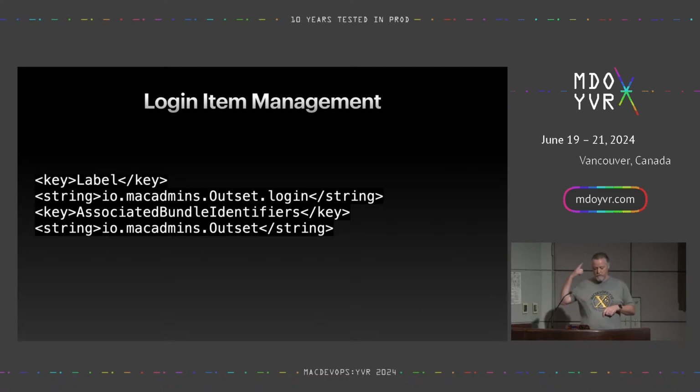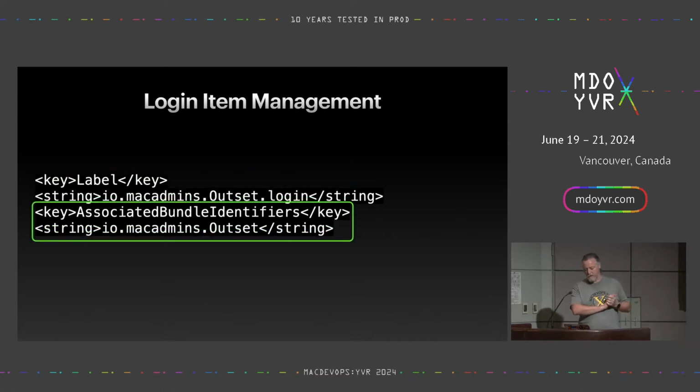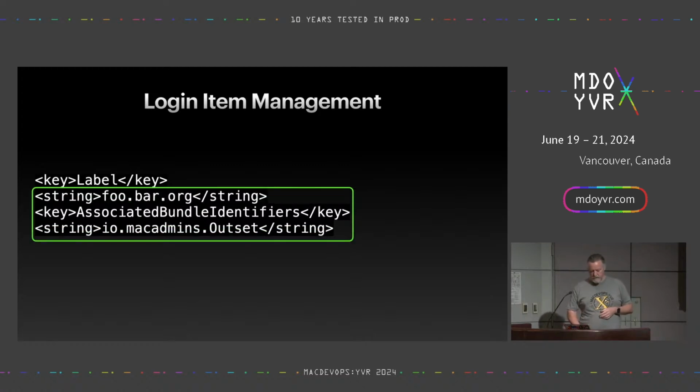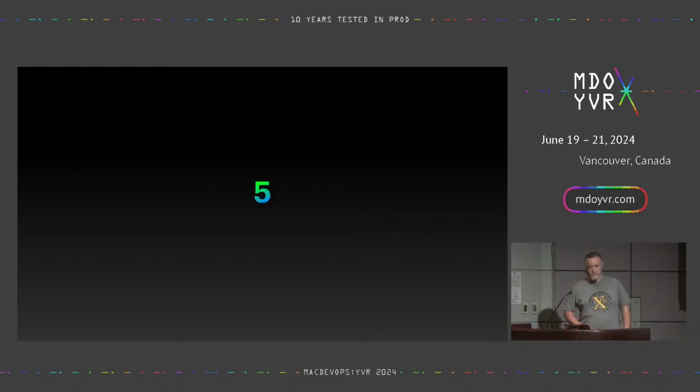How it does that: in the plist, it's got the label for whatever it happens to be, and the associated bundle identifier, which is IO MacAdmin's Outset, the bundle identifier for version 4. It turns out that if you change what the label is, you can get any plist to come under Outset. I don't know if that's a feature or not. I haven't raised it as a feature request because it's useful sometimes. But that's a thing.